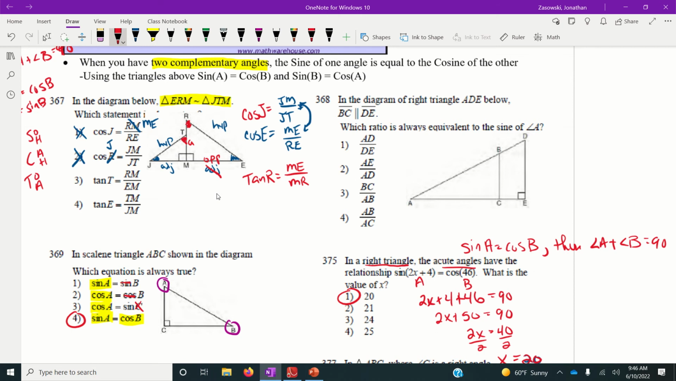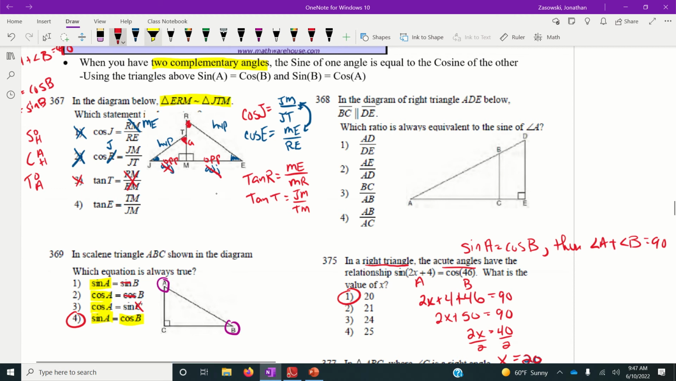Which is not working out, but remember that R is the same as T, so that is also equal to the tangent of T, and that would be the opposite leg, which is JM, over the adjacent leg from angle T, which is TM. And we don't see JM over TM, we see this flipped. And now remember, tangent of T is not RM over EM, so this is out, and we know that number 4 has to be our choice.